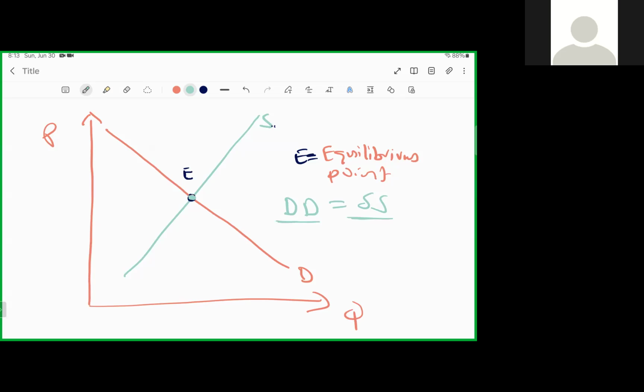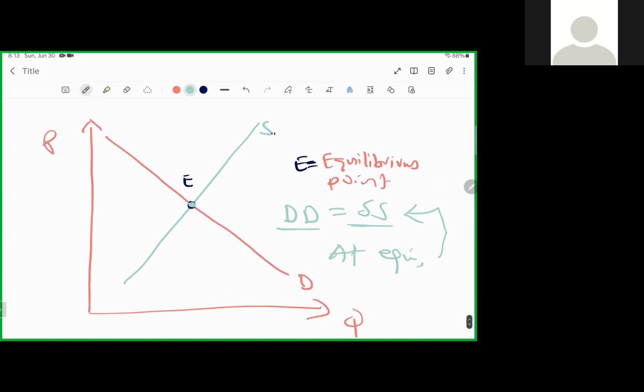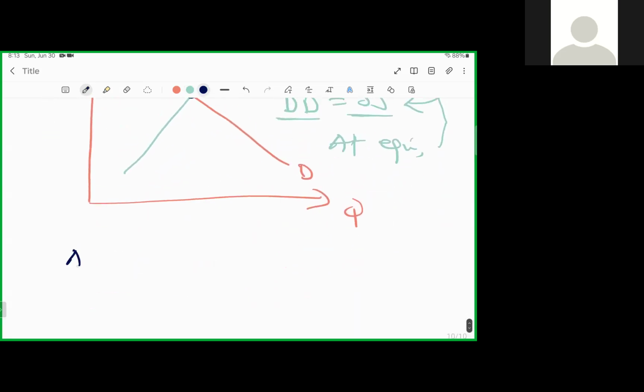So there is equilibrium in the market if demand is equal to supply. So please note, at equilibrium, supply is the same thing as demand, which we have denoted by point E. Which means that at that particular equilibrium, two things would happen.